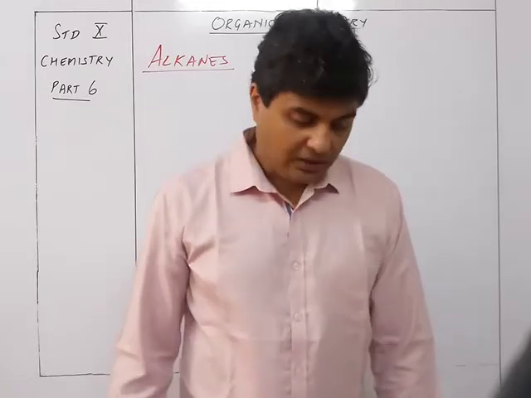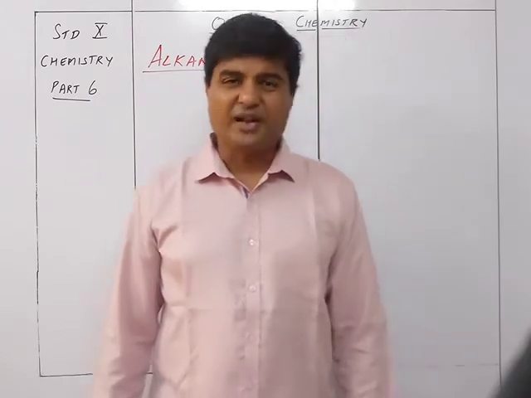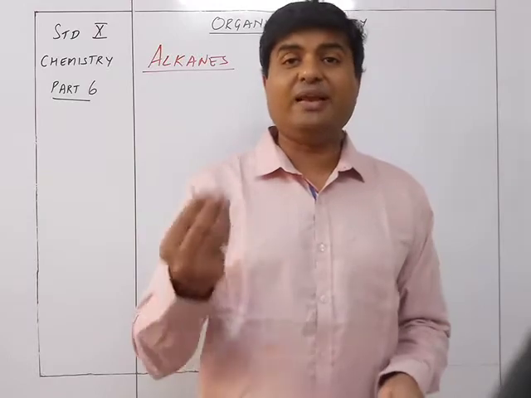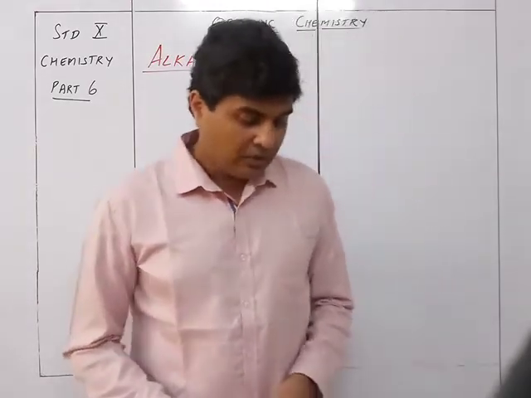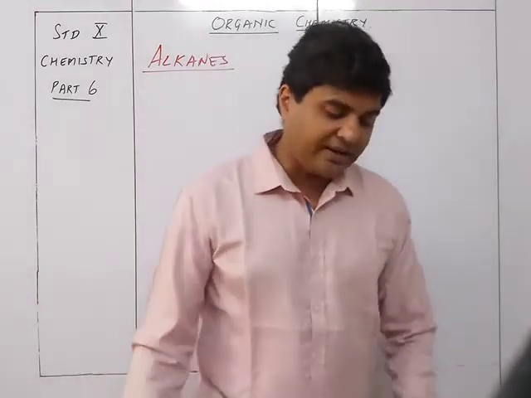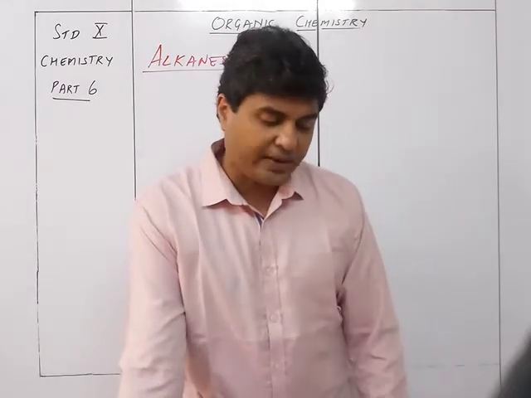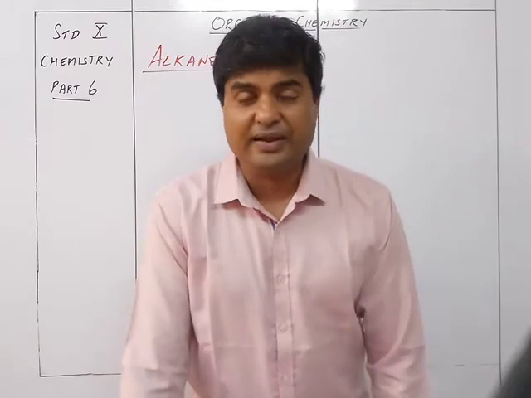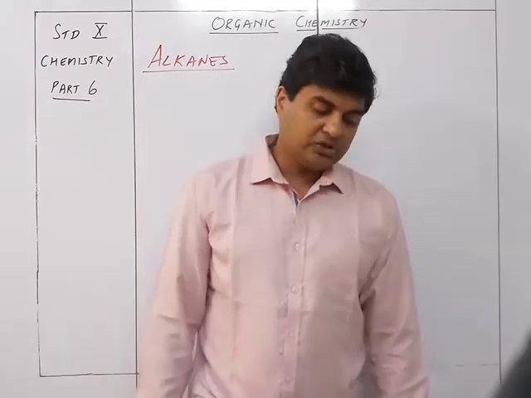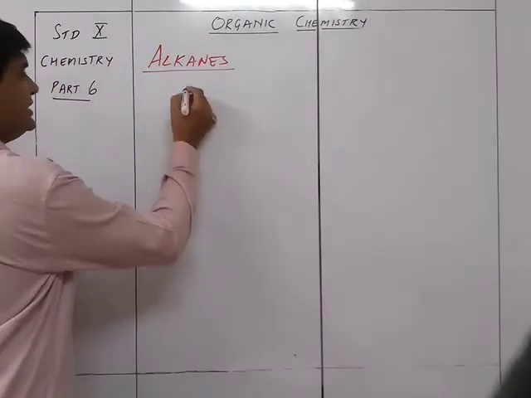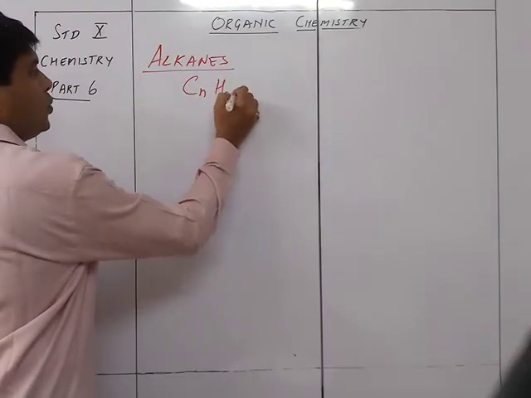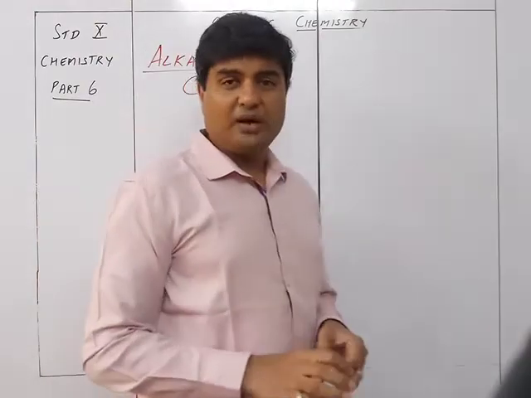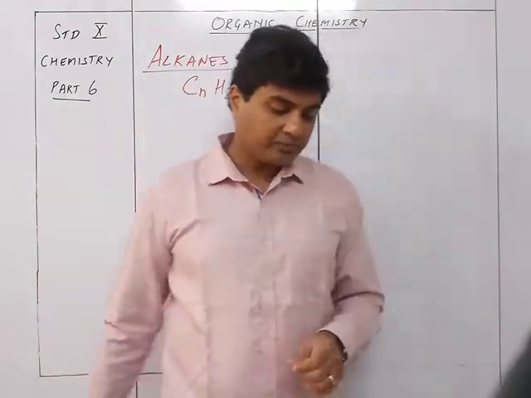Para means little and affinis means affinity, so it has little affinity. Why is it called paraffins? Because it has got little affinity, very less reactive. Okay. So they contain strong C-C and C-H bonds, and hence are relatively chemically inert. So the general formula over here is CnH2n+2. Okay, this is the general formula of all the alkanes.